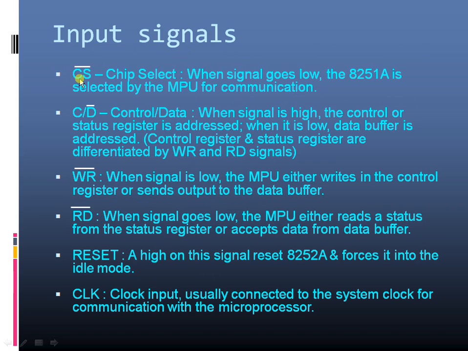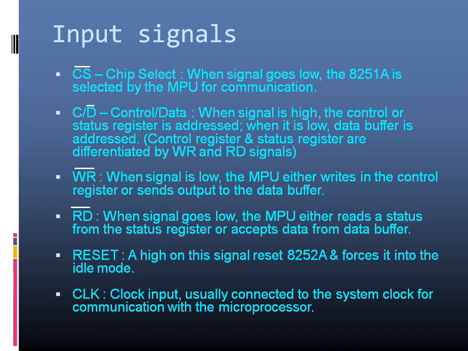So here the first pin is CS bar. This CS bar is an active low pin. It is used by the 8086 microprocessor for selecting a particular chip. So whenever the processor wants to communicate with any chip, it is going to send a logic 0 through this particular pin.